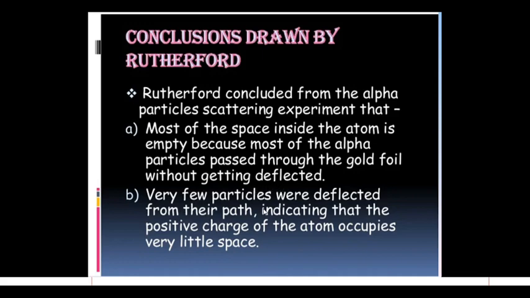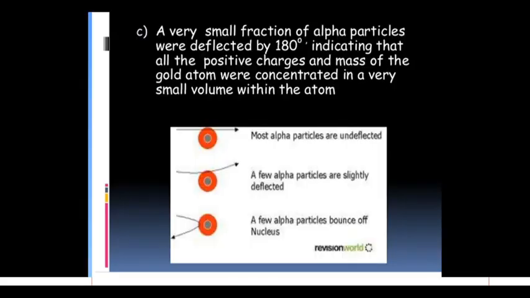And very few particles were deflected from their path, indicating that the positive charge of the atom occupies very little space. And a very small fraction of alpha particles were deflected by 180 degrees, indicating that all the positive charge and mass of the gold atom were concentrated in a very small volume within that atom.